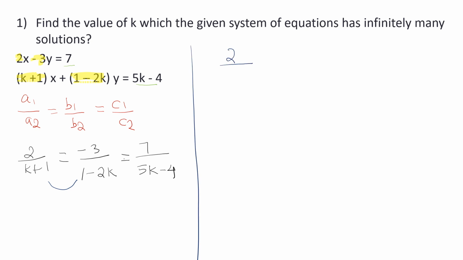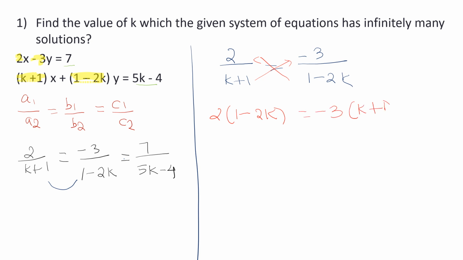So we get 2 by k plus 1 is equal to minus 3 by 1 minus 2k. If you cross multiply, you will get 2 times 1 minus 2k is the same as minus 3 times k plus 1. So try to distribute the terms. Don't forget to write the sign carefully. When you distribute it, it is 2 minus 4k equal to minus 3k, and minus 3 into plus 1 is minus 3.